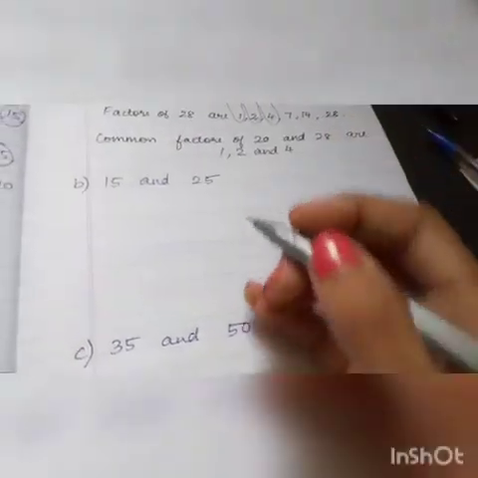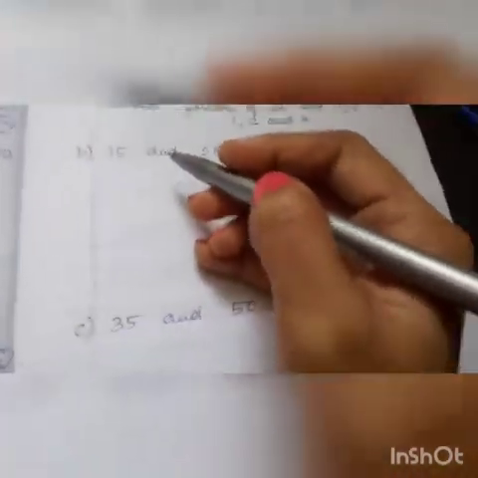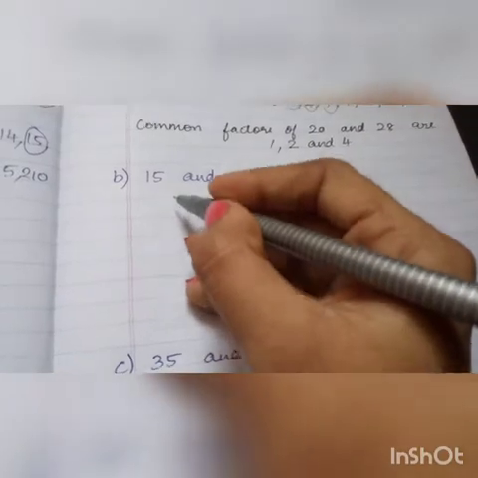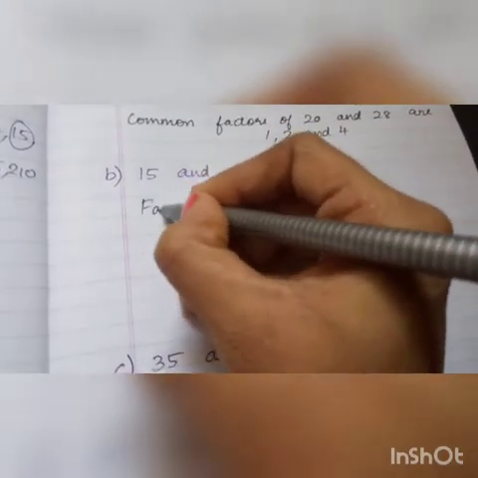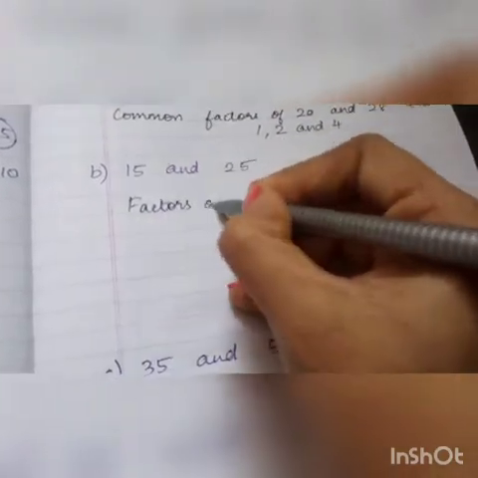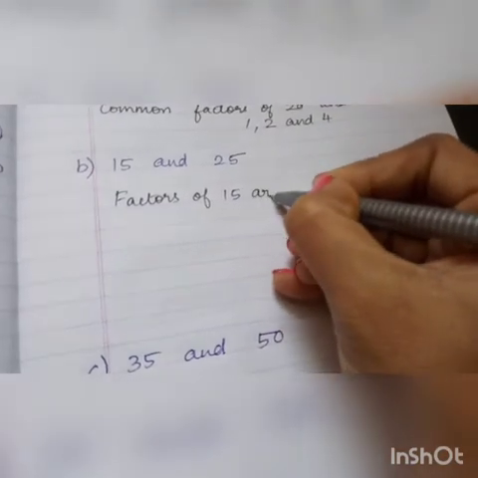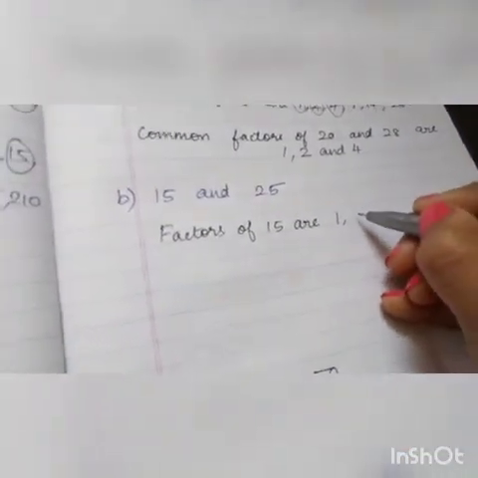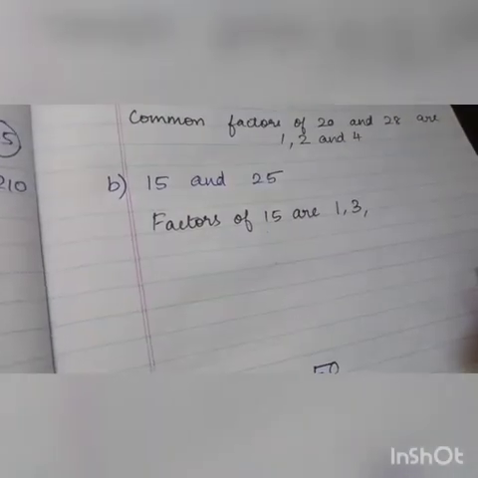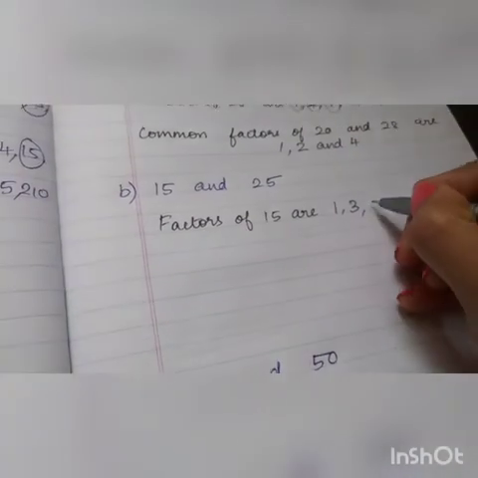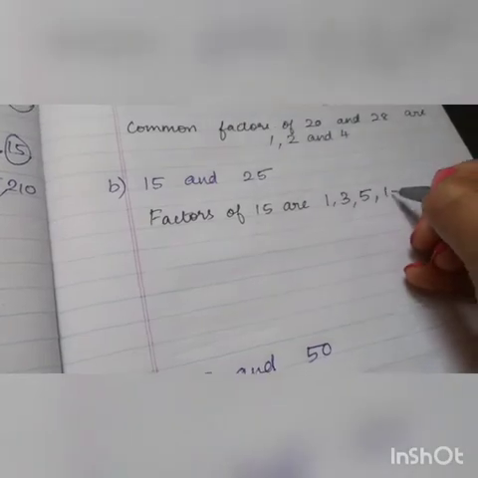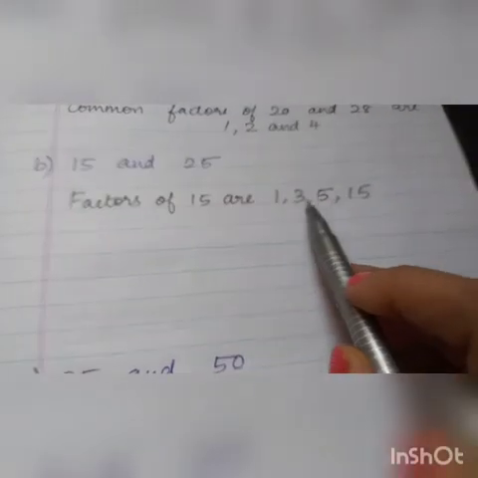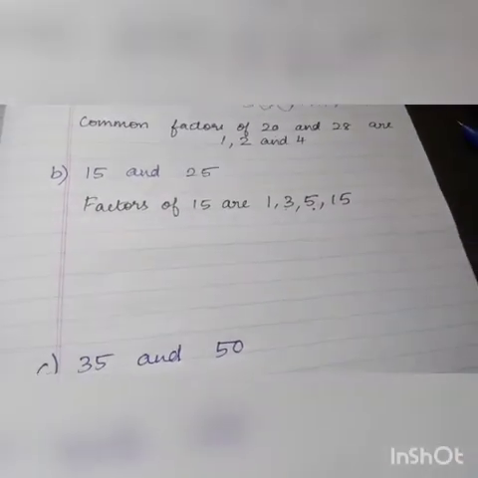Next is your B question. 15 and 25. What will you do? You will find the factors of 15. Factors of 15 are 1, 2 no, 3, 4 no, 5, then 15. Listen, because 5 3s are 15, 1 15 is 15.